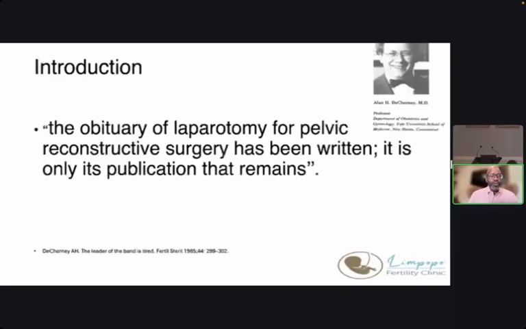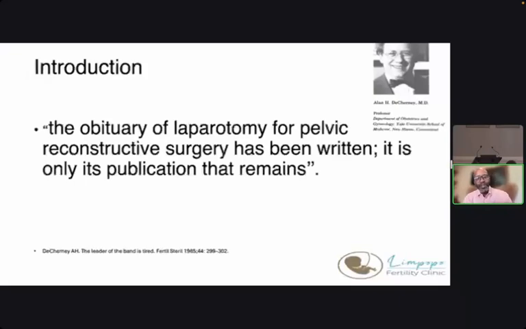So the question is whether laparotomy is still advocated for patients with infertility. There was a paper by Alan DeCherney where it was titled "The Leader of the Band is Tired," which was published in Fertility and Sterility in 1985. DeCherney, a quote, said that the obituary of laparotomy for pelvic reconstructive surgery has been written. It is only its publication that remains.